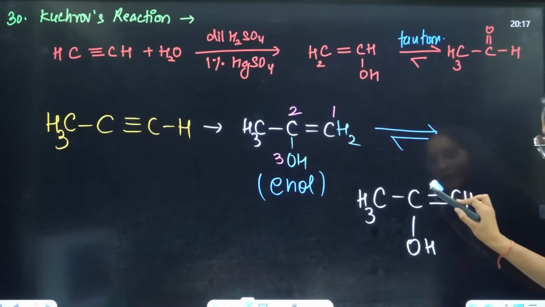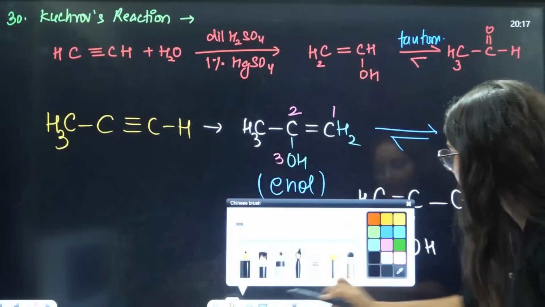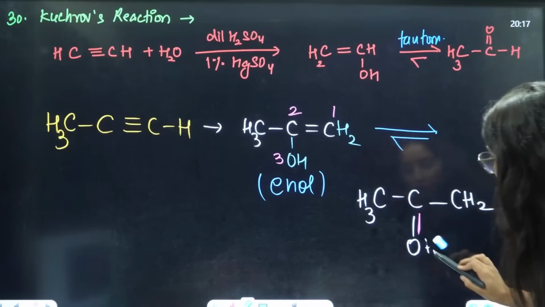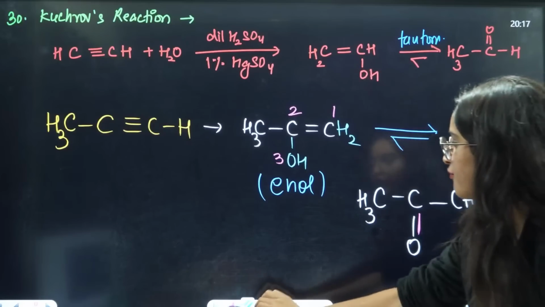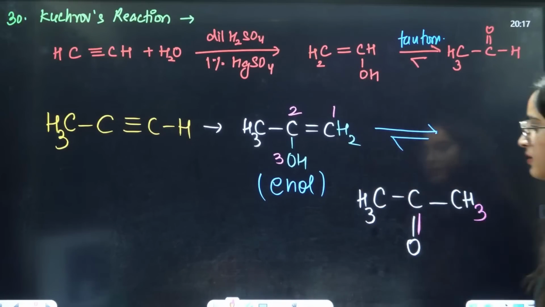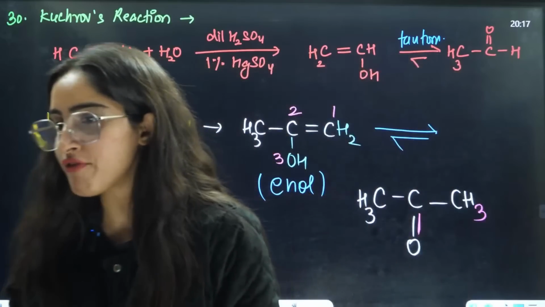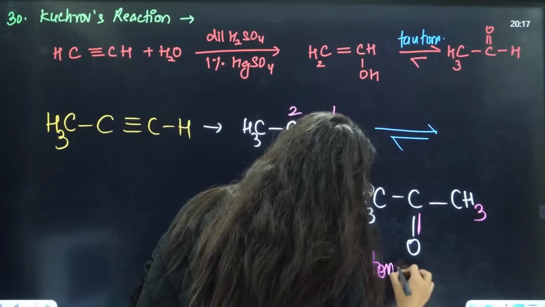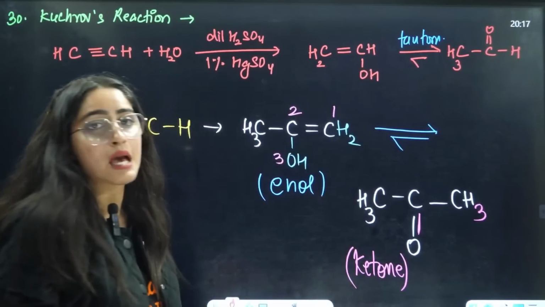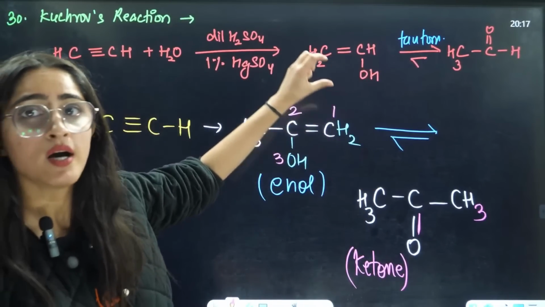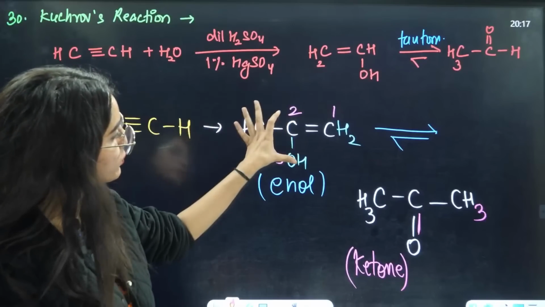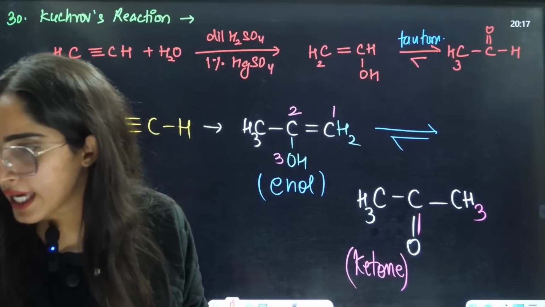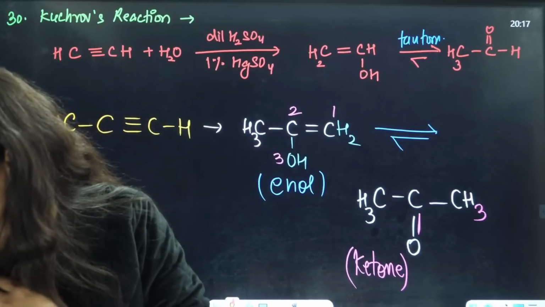Break the bond of 1 and 2. Attach that bond on 2 and 3. Then this hydrogen is shifted to the first position. You have the formation of ketone here, right? You have the formation of ketone. Break the bond of 1 and 2, then attach that bond to this 2 and 3. This H is shifted to the first side. Okay? Yes. Okay, guys.